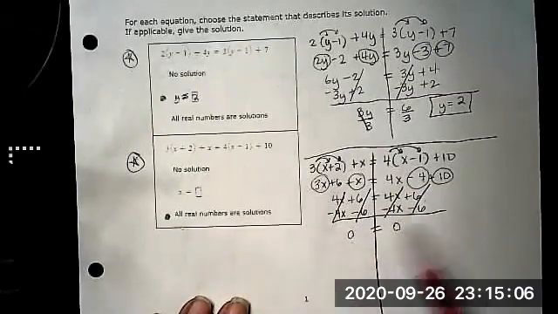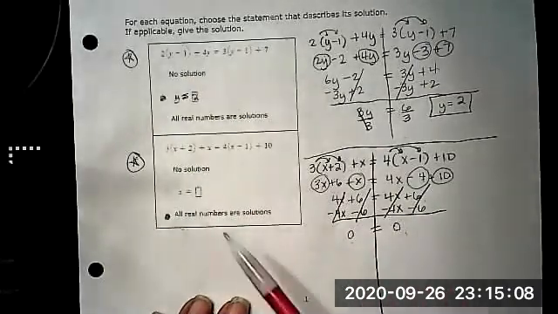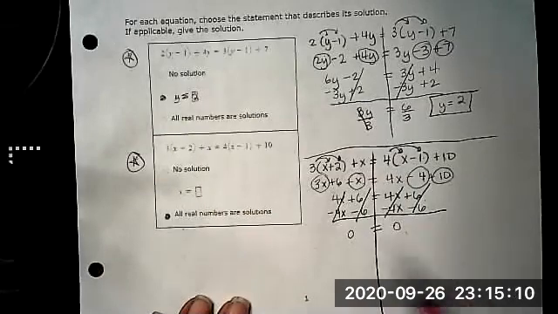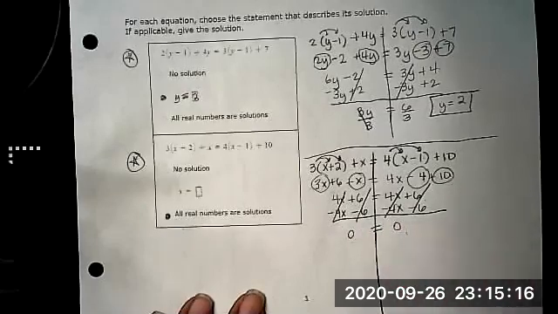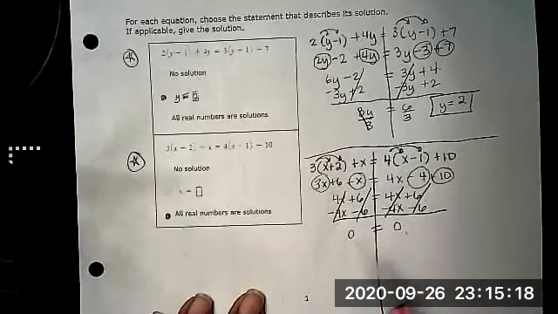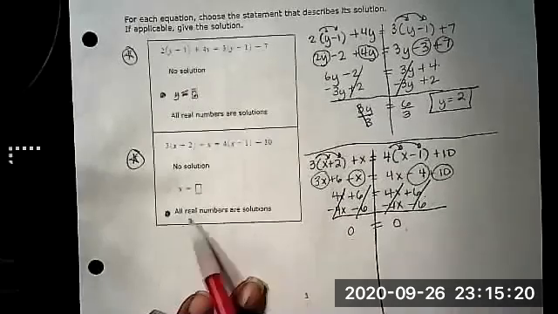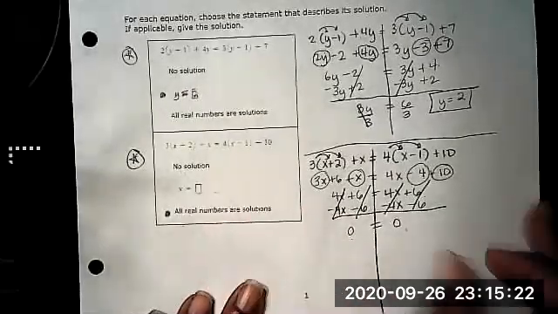No solution happens when it's not true. All real numbers happens when it is true, but the variables cancel out. The x's are gone in this case, but the numbers that came out became true. So that's why I got all real numbers as opposed to no solution.